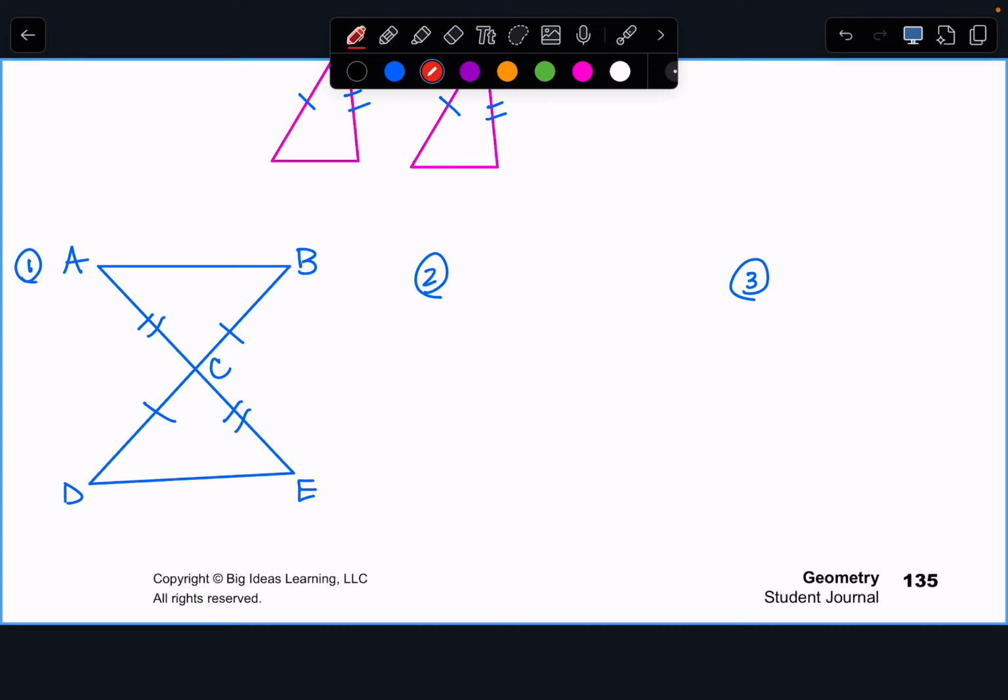Okay, I don't see an angle marked, but we know that vertical angles are congruent. So we can go in and mark that we have congruent angles. So we have two triangles that are congruent by side angle side. If I name that top triangle ABC, what are we going to name the bottom triangle?